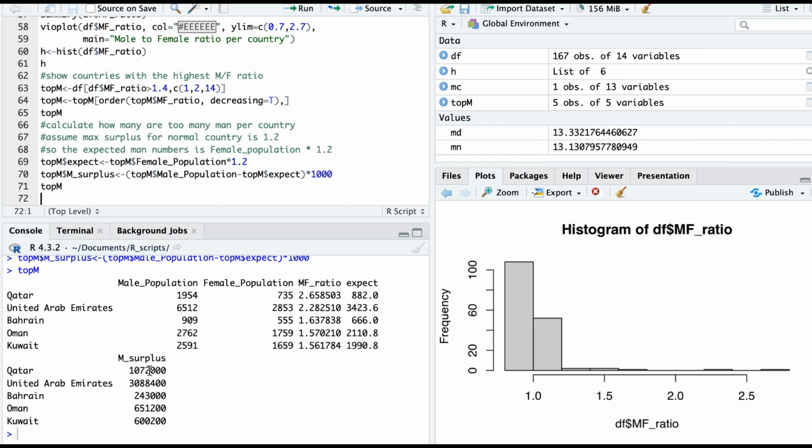So roughly there is 1 million men too many in Qatar. There are 3 million men too many in United Arab Emirates. And the rest: Oman 500,000, Kuwait 500,000, Bahrain 250,000 too many.